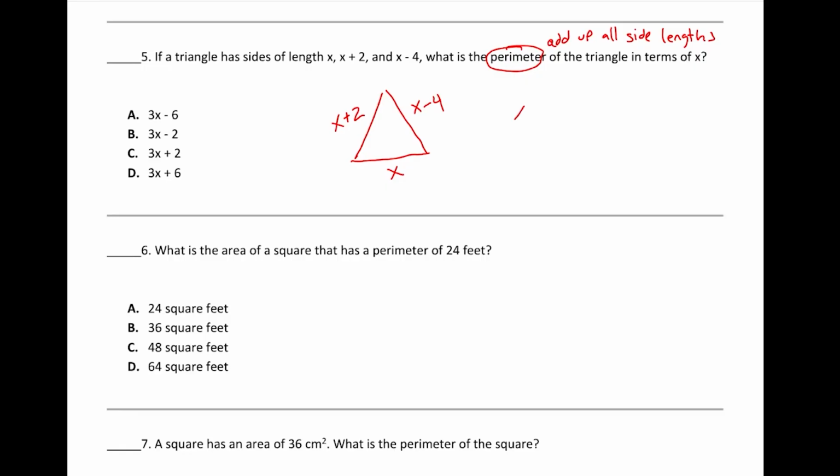So here the sides are x, x plus 2, and x minus 4. So we want to add all those 3 up, and we can do that by combining like terms. X plus x plus x is 3x, and then 2 minus 4 is minus 2. So our answer is B.